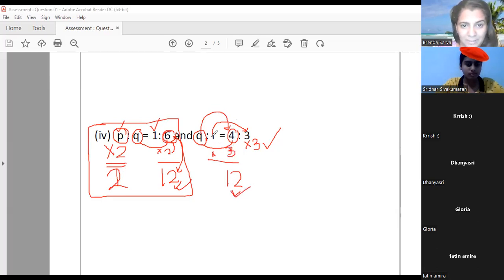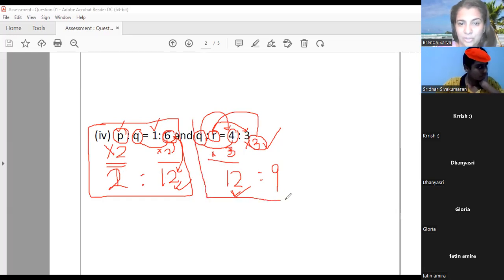Now the Q is the same. But the R, you have to multiply by 3. So the R is now how much? 9. So this P to Q is 2 to 12. This Q to R is 12 to 9. Do you all understand the ratio now?